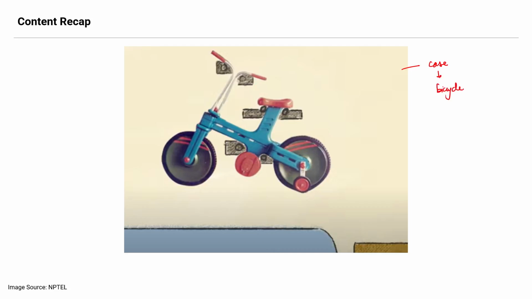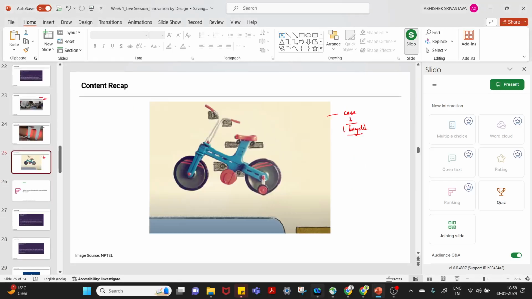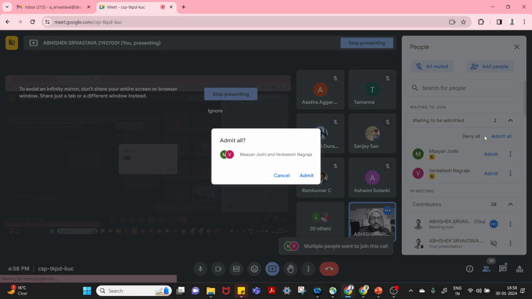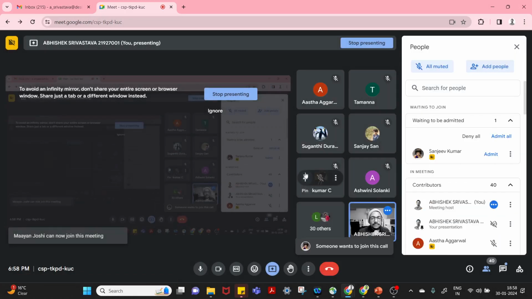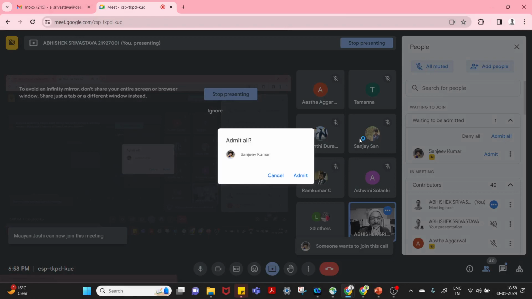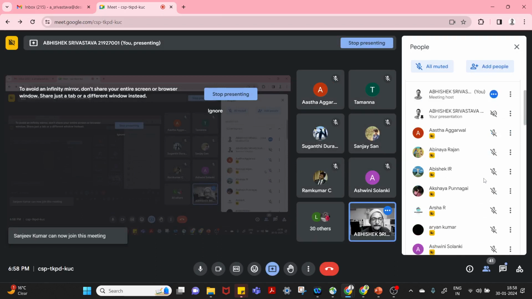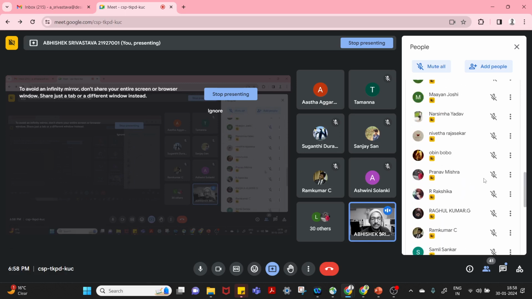Can anybody tell me what the case about the bicycle was, please? I'm sure you have seen the content. You must be aware of the content. Can you please tell me what the case of the bicycle was? Anyone? Space consuming. Okay, so Akshay has written space consuming. Well done, Akshay. Anyone else? Why do you think that the bike is hung on a wall?